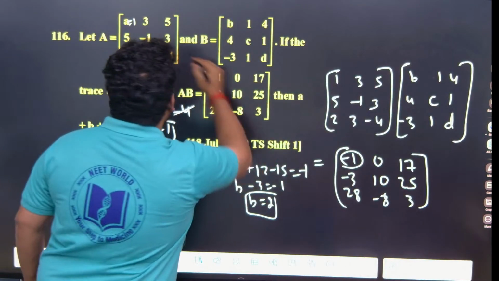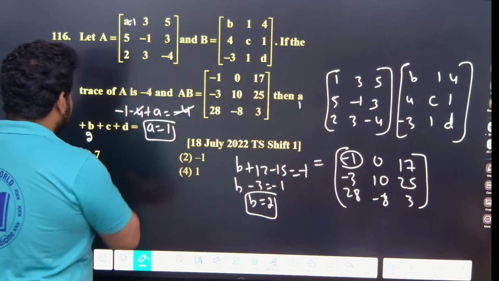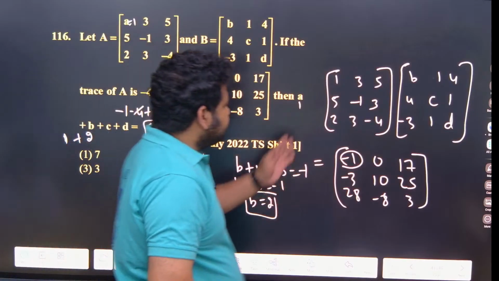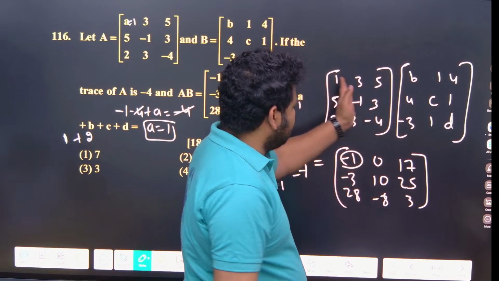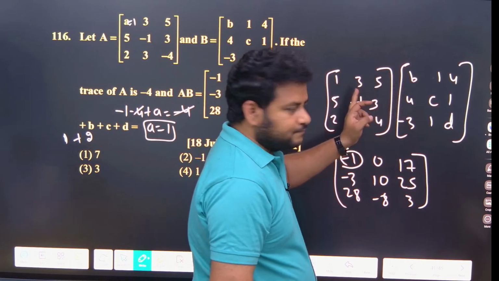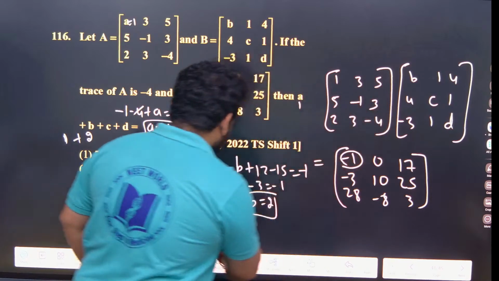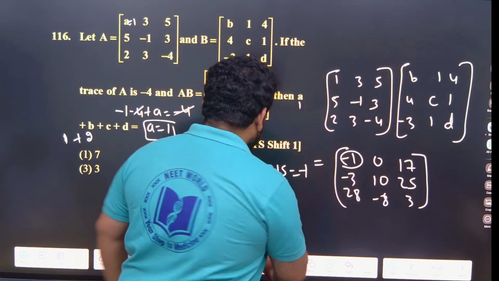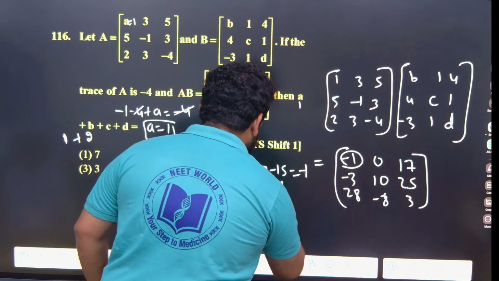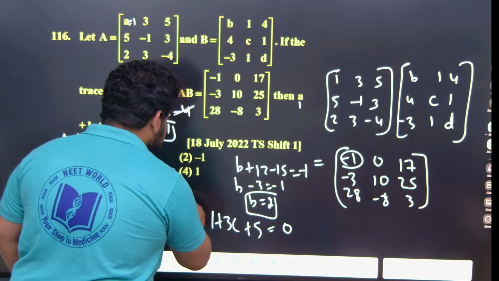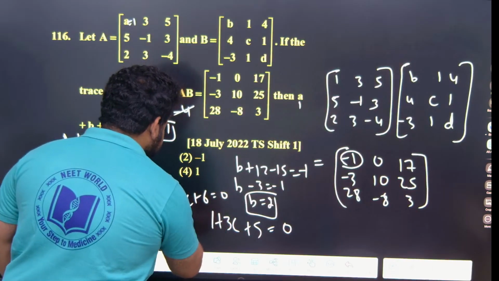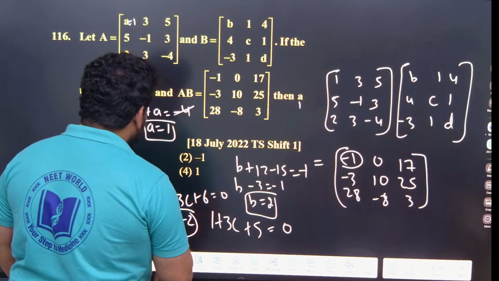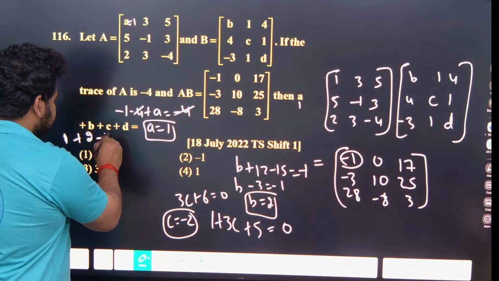A value what I got? 1. Okay, 1 plus 2, I will write here. Then similarly, first row, second column: 1 into 1 is 1, 3 into C is 3C. 1 plus 3C plus 5 is equal to 0. So 3C plus 6 is equal to 0. So 3C is equal to minus 6, C is minus 6 by 3, minus 2. So the value will be minus 2.